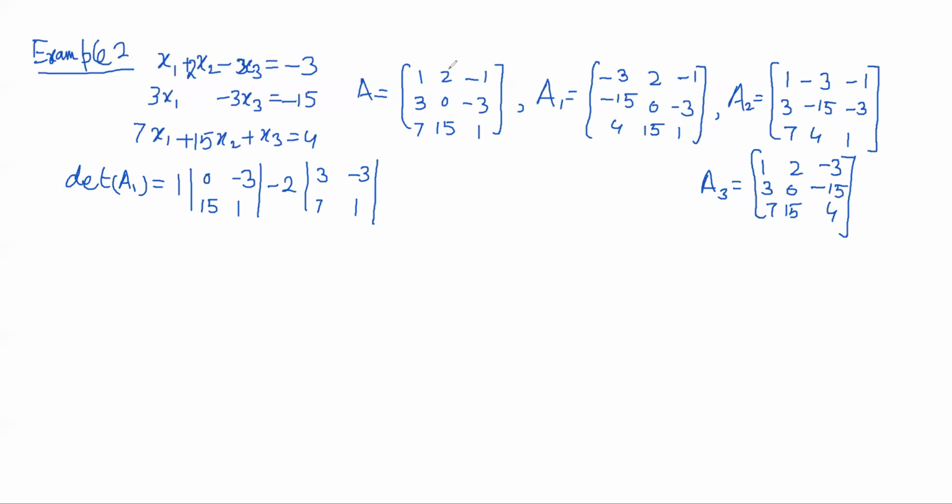So for this 2, we will delete first row and the second column, and then the remaining are 3, minus 3, 7, 1. And then the sign will be plus, minus, plus, so that means it will remain like minus 1, and times 3, 0, 7, 15. So we'll solve it. 0 times 1 is minus 1, and then minus 3 times 15 is 45, and then minus 2 into 3 plus 21, and minus 1 into 45, that is 3 times 15 is 45, 45 minus 45, so 7 minus 0.